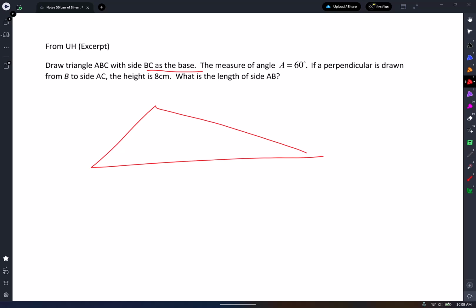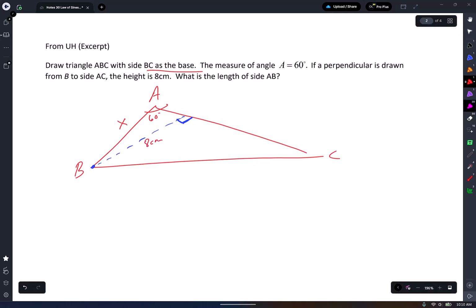So let's see, BC. So that has to be A. The measure of angle A is 60 degrees, so 60 degrees. If a perpendicular is drawn from B to side AC, so I'm vertex B. All right, so here's my perpendicular. That's supposed to be 90 degrees right there. What is the length of side AB? So they want this. I'm going to put x. And this is 8.